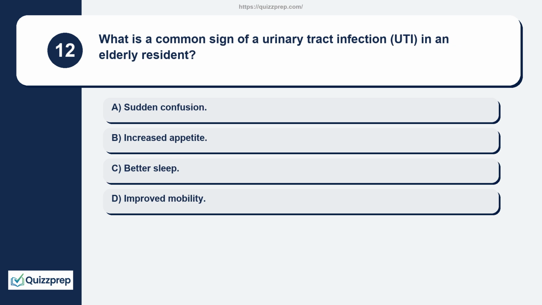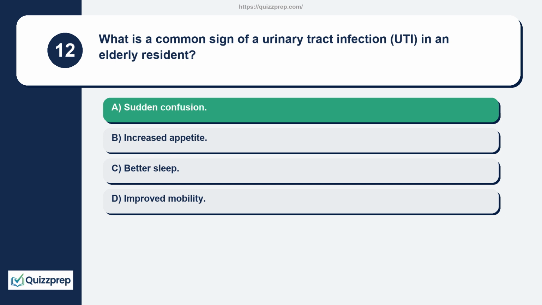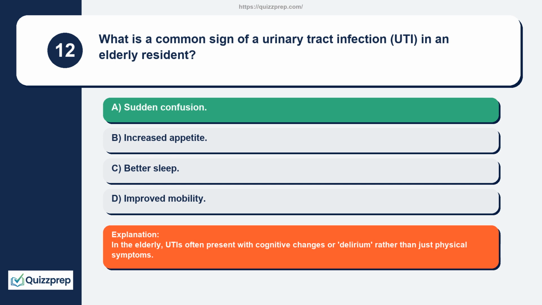Question 12. What is a common sign of a urinary tract infection, UTI, in an elderly resident? Sudden confusion. Increased appetite. Better sleep. Improved mobility. In the elderly, UTI often presents with cognitive changes or delirium rather than just physical symptoms.